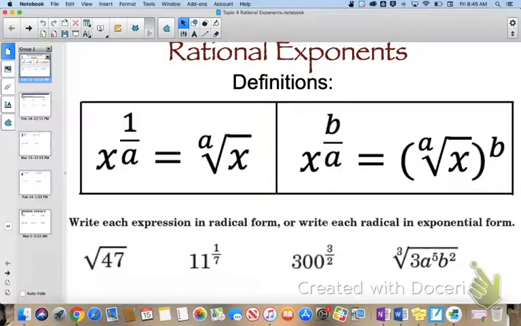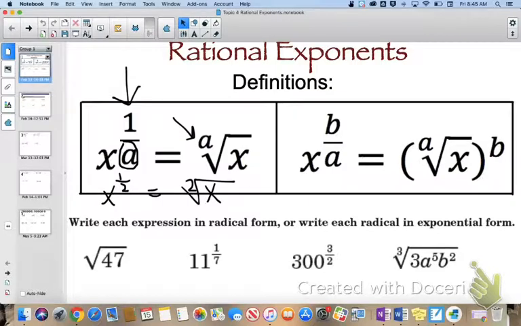Okay, today we're talking about rational exponents, the definitions. So if you have something like x to the 1 over a, when that's a fraction and a is on the bottom, a is the root, okay? So that would be the a-th root of x. So for example, x to the 1/2 would be the square root of x.